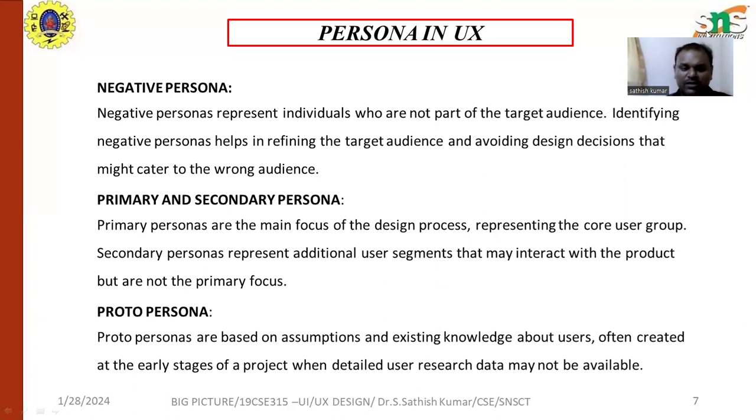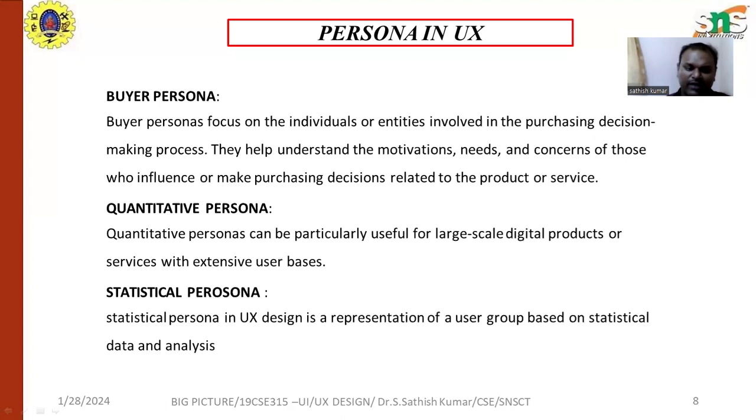The primary and secondary personas: the primary personas are the main focus of the design process, representing the core user group. The secondary personas represent additional user segments that may interact with the product but are not the primary focus. The proto persona: proto personas are based on assumptions and existing knowledge about the users, often created at an early stage of the project when detailed user research data may not be available.